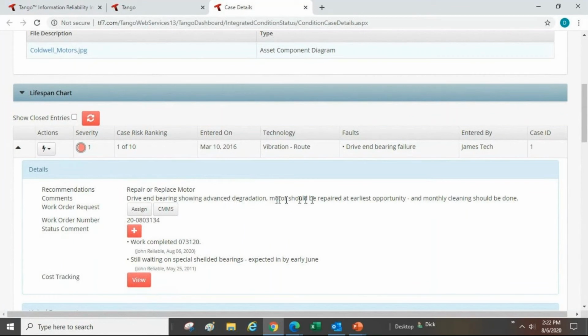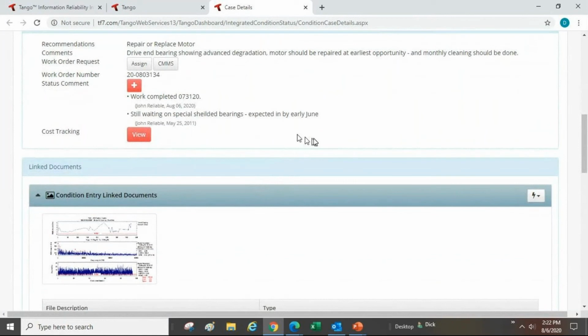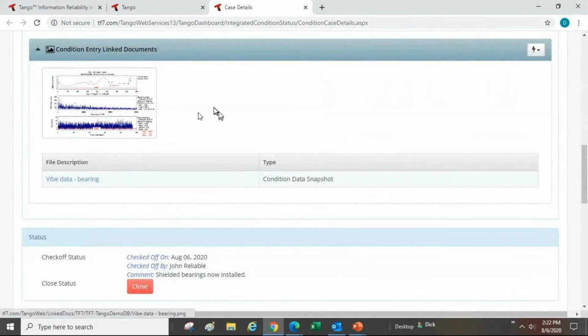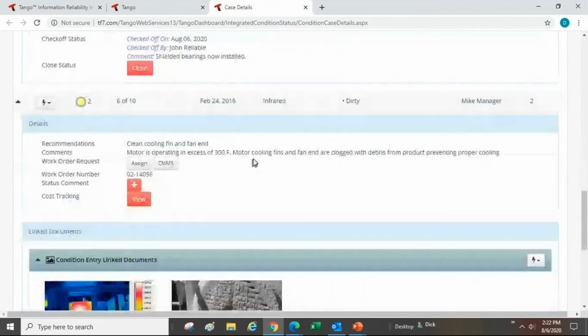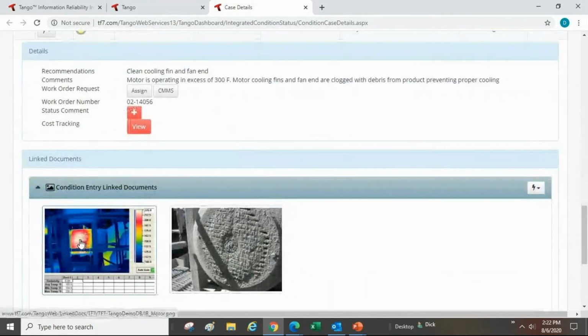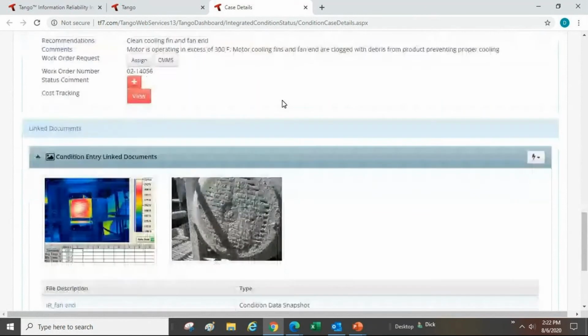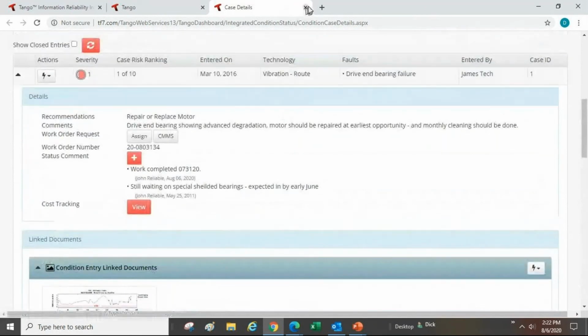He also noticed that there was a problem and that some monthly cleaning should be done. We can see that this work has actually now been completed in this case as of July 31st. And there's the data in the vibration system that was used to justify the call, the findings and recommendations that have been posted. But when we go down to the issue that was generated by the infrared thermographer, he definitely found that there was an issue causing a buildup of heat, a clogged cooling fan end, and definitely that motor needed to be cooled and kept clean. So again, those were the details of that particular case.